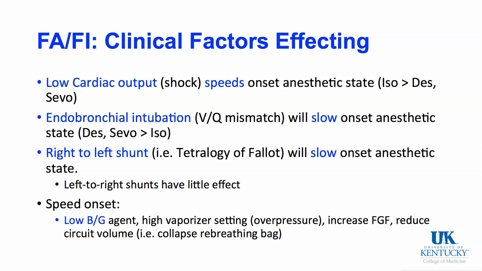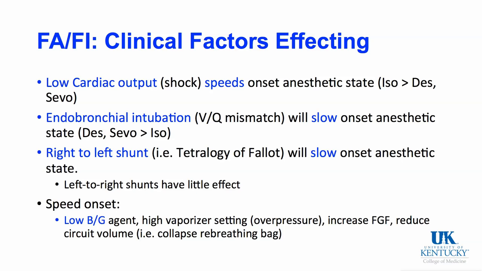So some of the clinical factors affecting, we've mentioned some of these before, the low cardiac output state, which will speed the onset of the anesthetic state with the soluble agent isoflurane more than the insoluble des and sevoflurane. An endobronchial intubation, where a tube goes down the right mainstem, for example, will slow the onset of the anesthetic state. You have one whole lung that's not receiving the volatile anesthetic. And it's going to affect the insoluble agents, des and sevo, more because iso actually has less effect, the soluble isoflurane, than does the insoluble des and sevo for this effect. Right to left shunts, the cyanotic heart lesions, such as tetralogy of Fallot, the bad heart lesions, slow the onset of the anesthetic state.